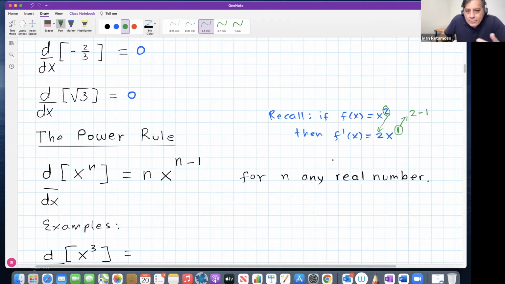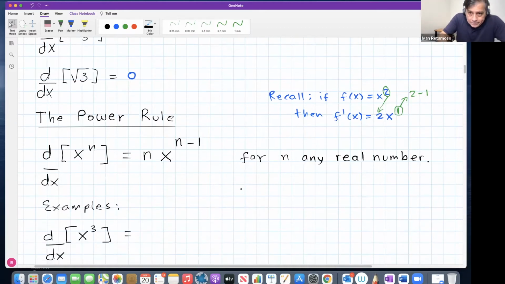Of course, they had to use a procedure called induction and show that this works for any whole number n first. And then they showed that it works also if n is a rational number, then irrational, so it works for any real number n. We are going to take this result completely in general. So the power rule: the derivative of x to the n, you bring the n down, put it up front, and then instead of the exponent n, you keep one less, n minus 1. All right.